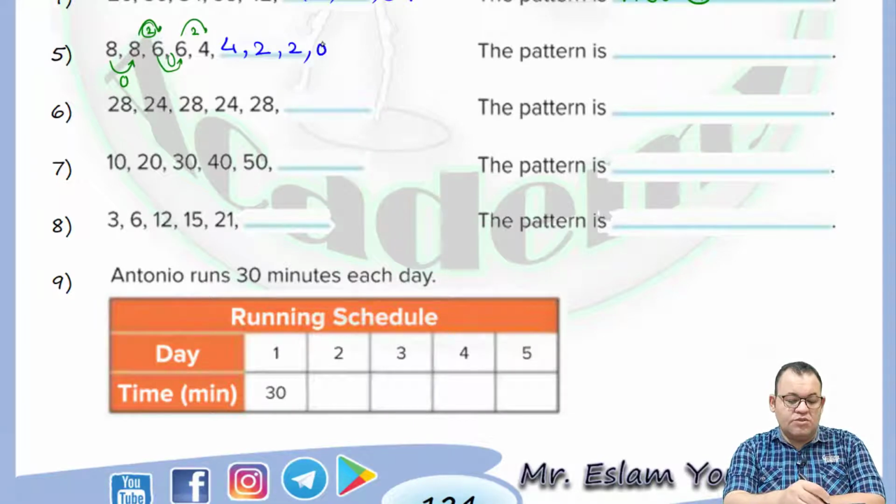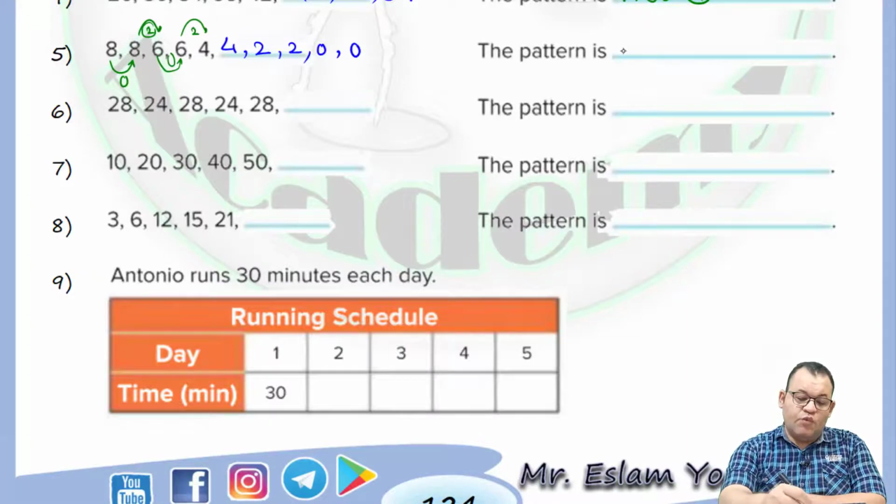So it will be equal 0. After that, I will write the same number, which is 0. So the pattern that we have will be the same number, then subtract 2.